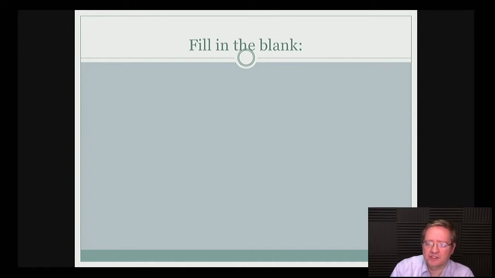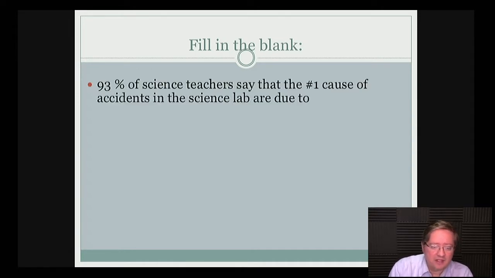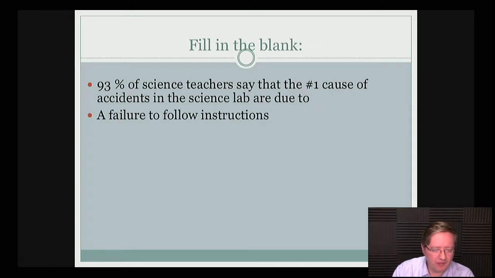93% of science teachers say the following: the number one cause of accidents in the science lab is due to what? So I want you to pause it, stop and think, write down your answers. What do you think is the number one cause of accidents? Basically, it's a failure to follow instructions. I know probably a lot of people say, oh, students being rowdy, and that all comes back to not listening and not following instructions.